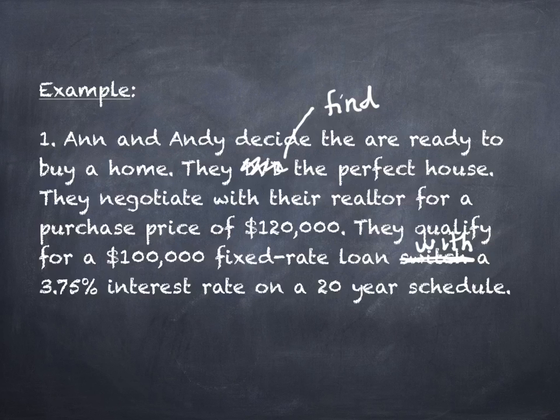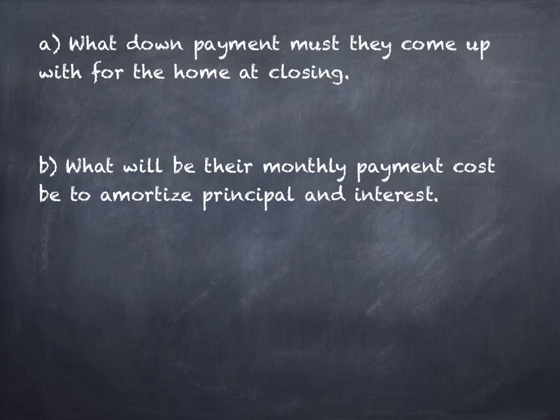And we're going to take a look at some questions. The interest rate was 3.75%. Our first question is, what down payment must they come up with for the home at closing? Sometimes down payments have to do with percentages. For instance, the lending institution may want you to pay a 10% down payment, or a 20% down payment, or a 30% down payment. So you would take the purchase price and multiply it by that percent. In this situation, we've got something a little bit different going on. We've got Ann and Andy.